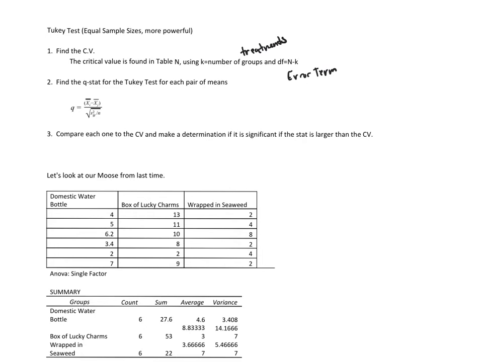Q is the one for Tukey, for each pair of means. And you can see that it is x bar i minus x bar j. So you subtract the two means, divided by the square root of within group variance over n. So not only is this a slightly more powerful test, but it is a much easier formula. But the problem is you have to have equal sample sizes.